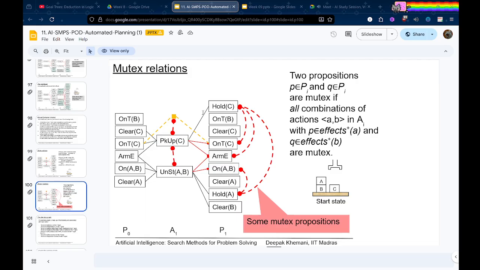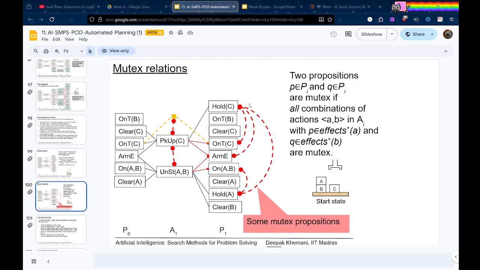So here this means that this layer has propositions, and these propositions are a positive effect of some action. Pickup C is adding hold C, so hold C is a positive effect of pickup C. Similarly, hold A is also a positive effect of unstack AB, correct? And let's say that pickup C and unstack AB are mutex actions. Because of that, their positive effects are also mutex.